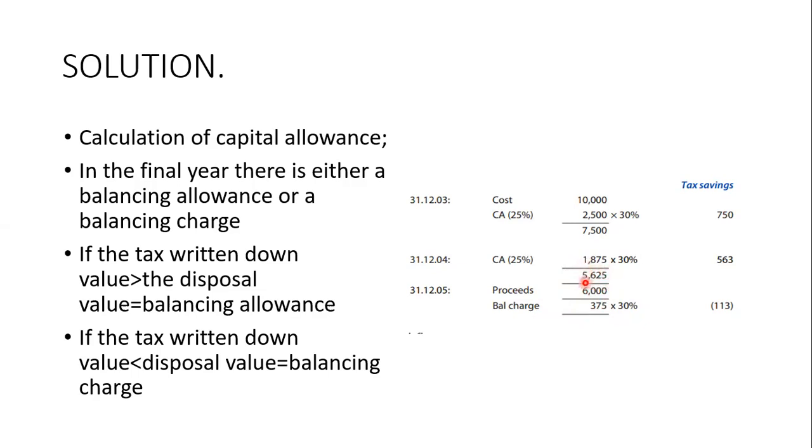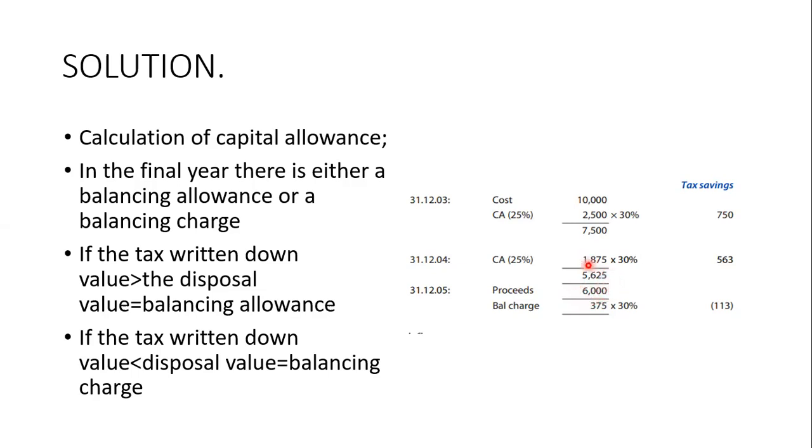If the tax written down value is greater than the proceeds you would get by selling the equipment, then it will result in what we call a balancing allowance. If the tax written down value is less than the disposal amount, then we have a balancing charge.